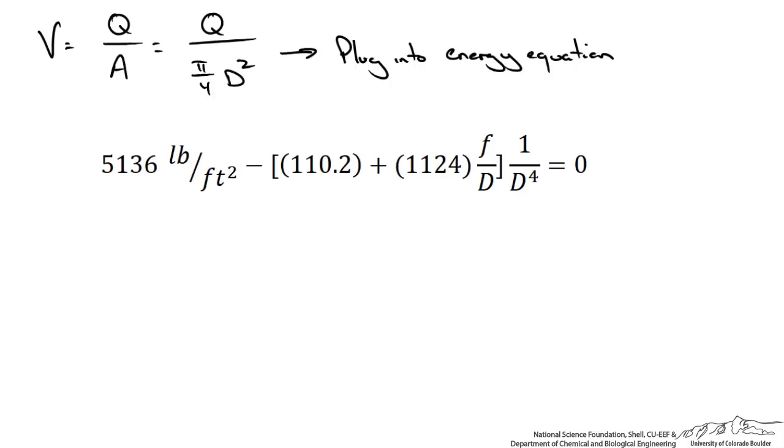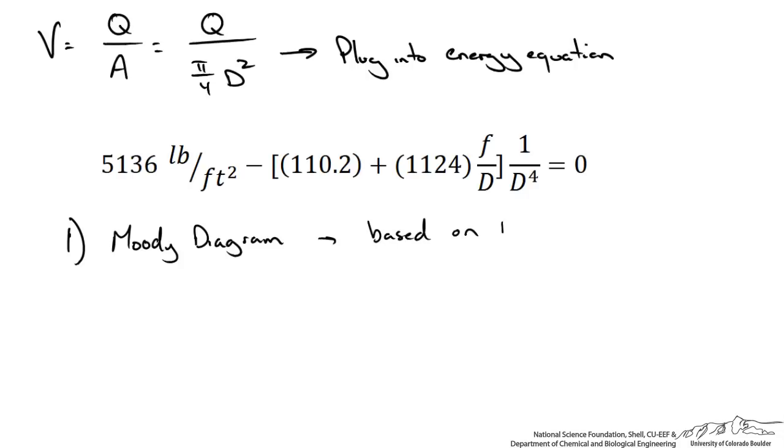And when we do that, we get the following expression. So we have two unknowns, the friction factor f and the diameter D. Now unfortunately, the friction factor is not so easy. There are two ways to approach this. One is the Moody diagram.